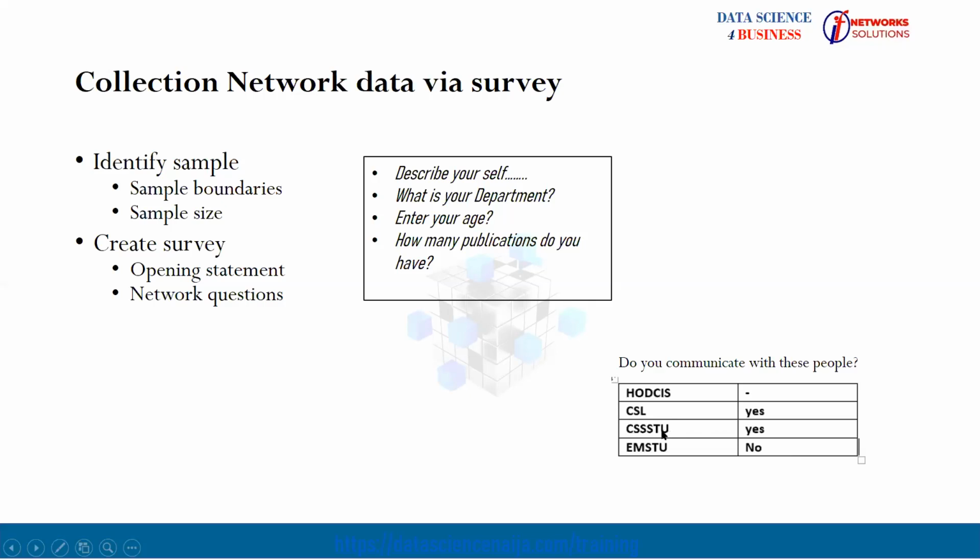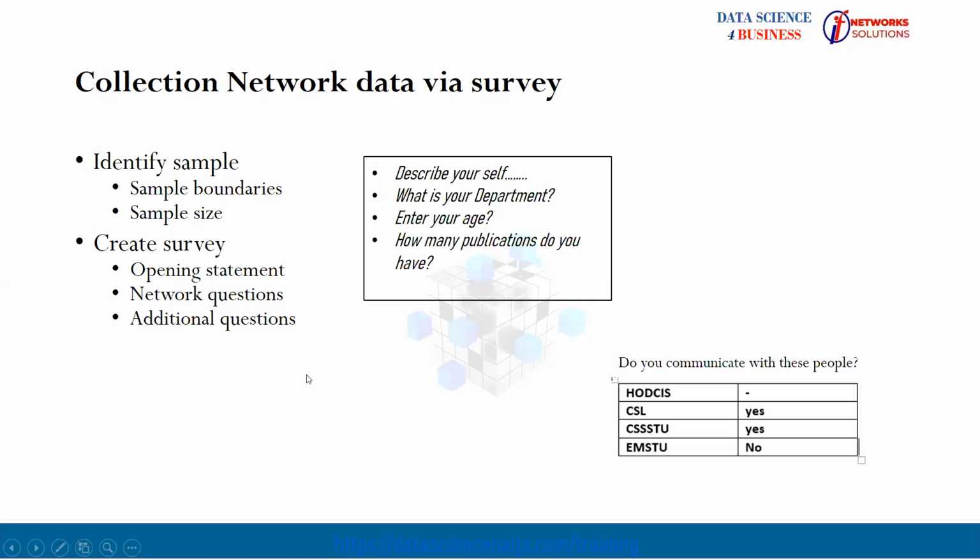CSS, STU, if he says yes, and then this other person, if he says no. So you just give it to whoever you're administering it to, and let them fill that. That will help you to get the network data. That's what we're going to use to create the edge list for the network in a minute. So those are the network questions that you want to put there.